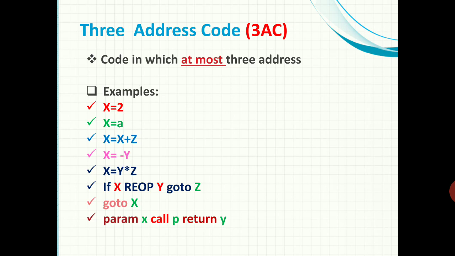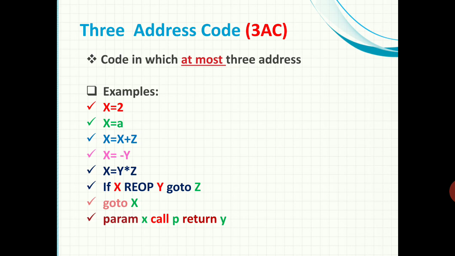Then come to another example, that is if x relop y go to z, where relop is a relational operator. That means if this particular condition is satisfied, then go to the target z. It also contains three references, that is x, then y, then z. If x relop y is satisfied, then go to the particular target. Then it is a conditional jump. We are changing the control of the program from here to there if that particular condition is satisfied, so that comes under the category of conditional jump.